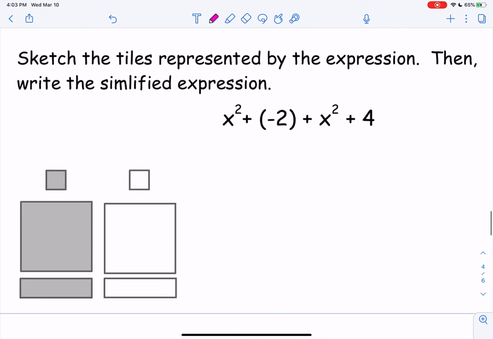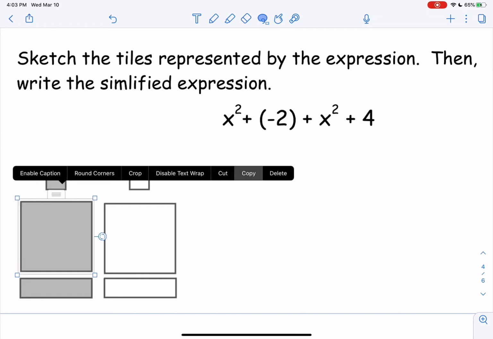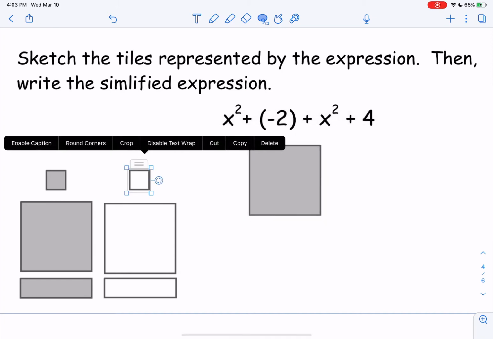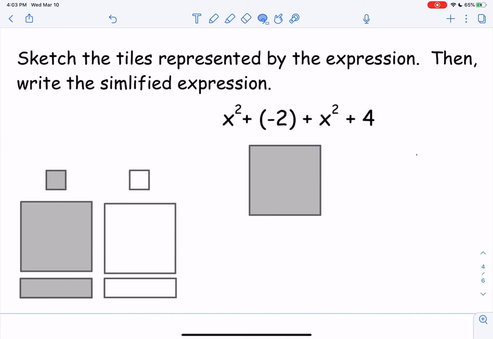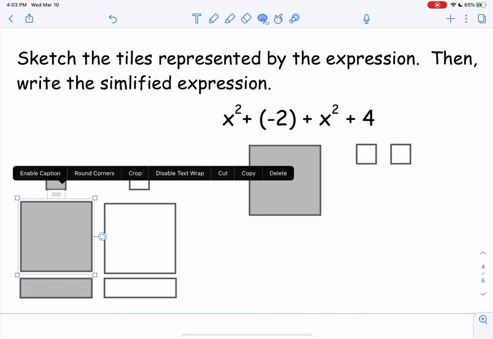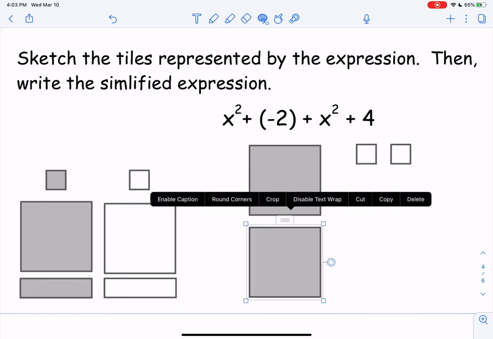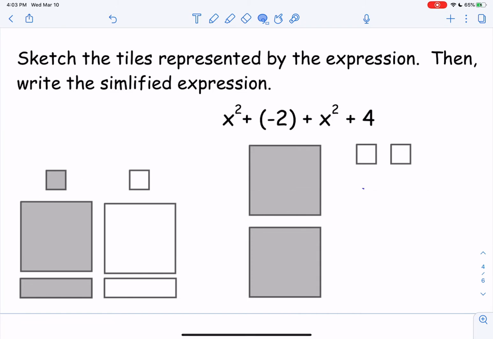And let's do one more example with expressions and having to come up with the tiles. Now here it says I have 1 positive x squared, so I'm going to go ahead and grab one of those. 2 negative 1 tiles, so let's grab 2 of those. And then another positive x squared, so I'm going to add that. And then 4 positive 1 tiles.